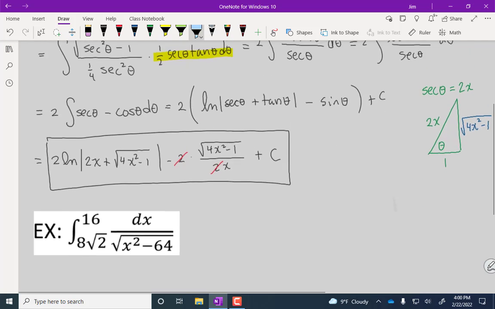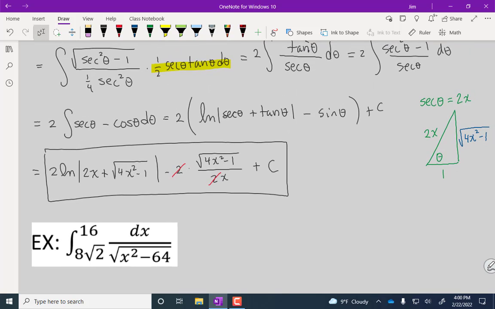So that's what we're doing right here. When we integrate secant, we get natural log of secant plus tangent, and the integral of cosine is sine.